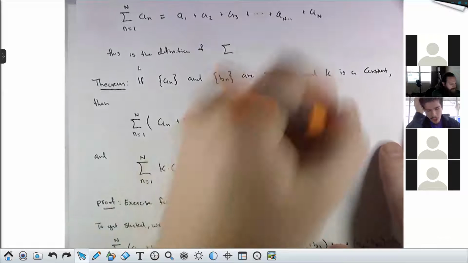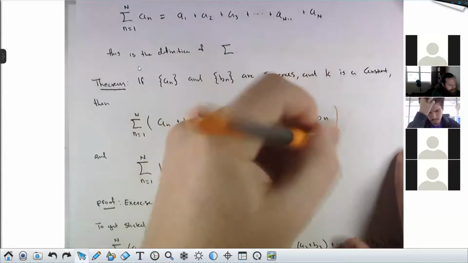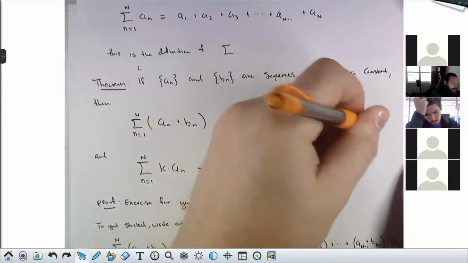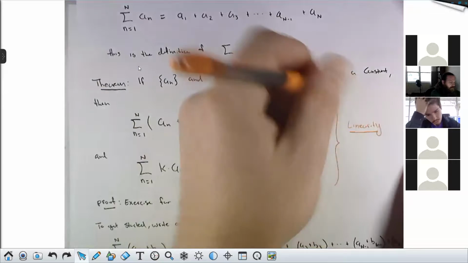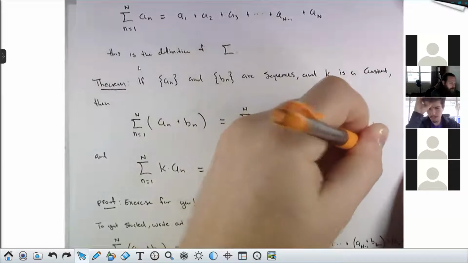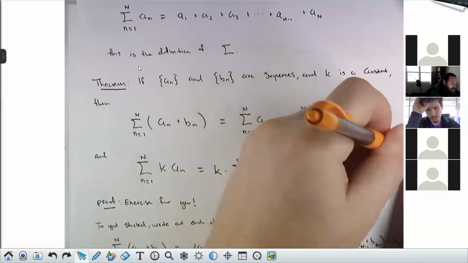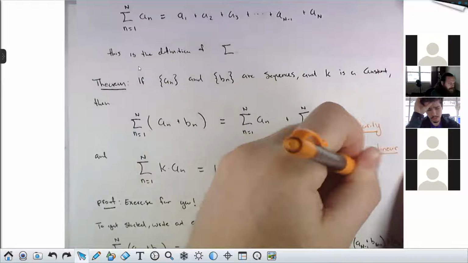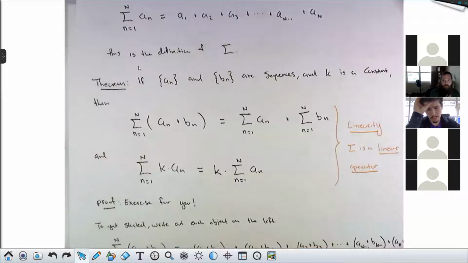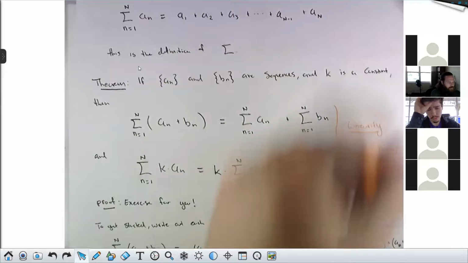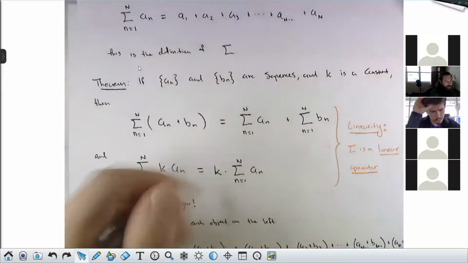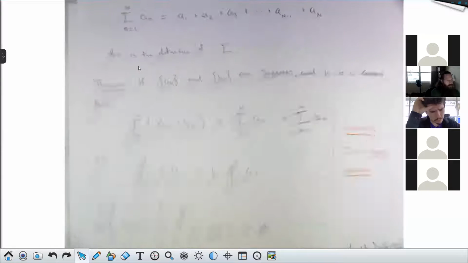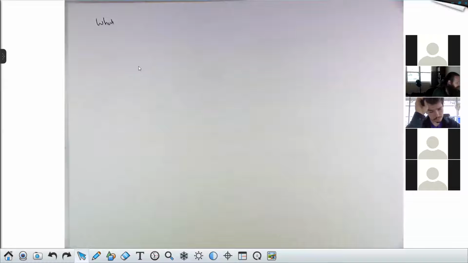These two things together tell us that sigma is what's called a linear operator. This is called linearity, or sigma is a linear operator. Other linear operators you've seen, the derivative and the integral are both linear operators. The derivative and the integral both obey this sort of thing. Constant multiples pop out and you can split up over addition.